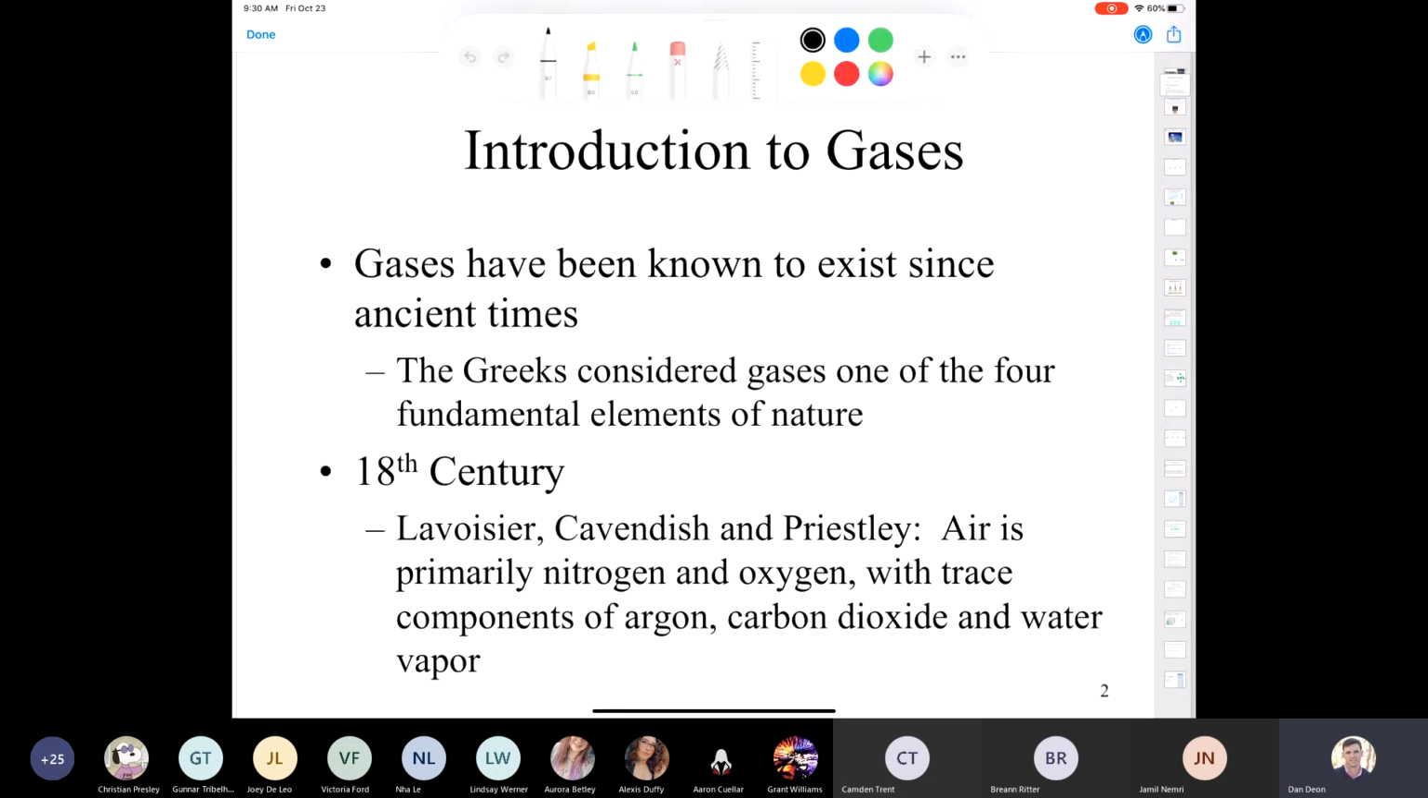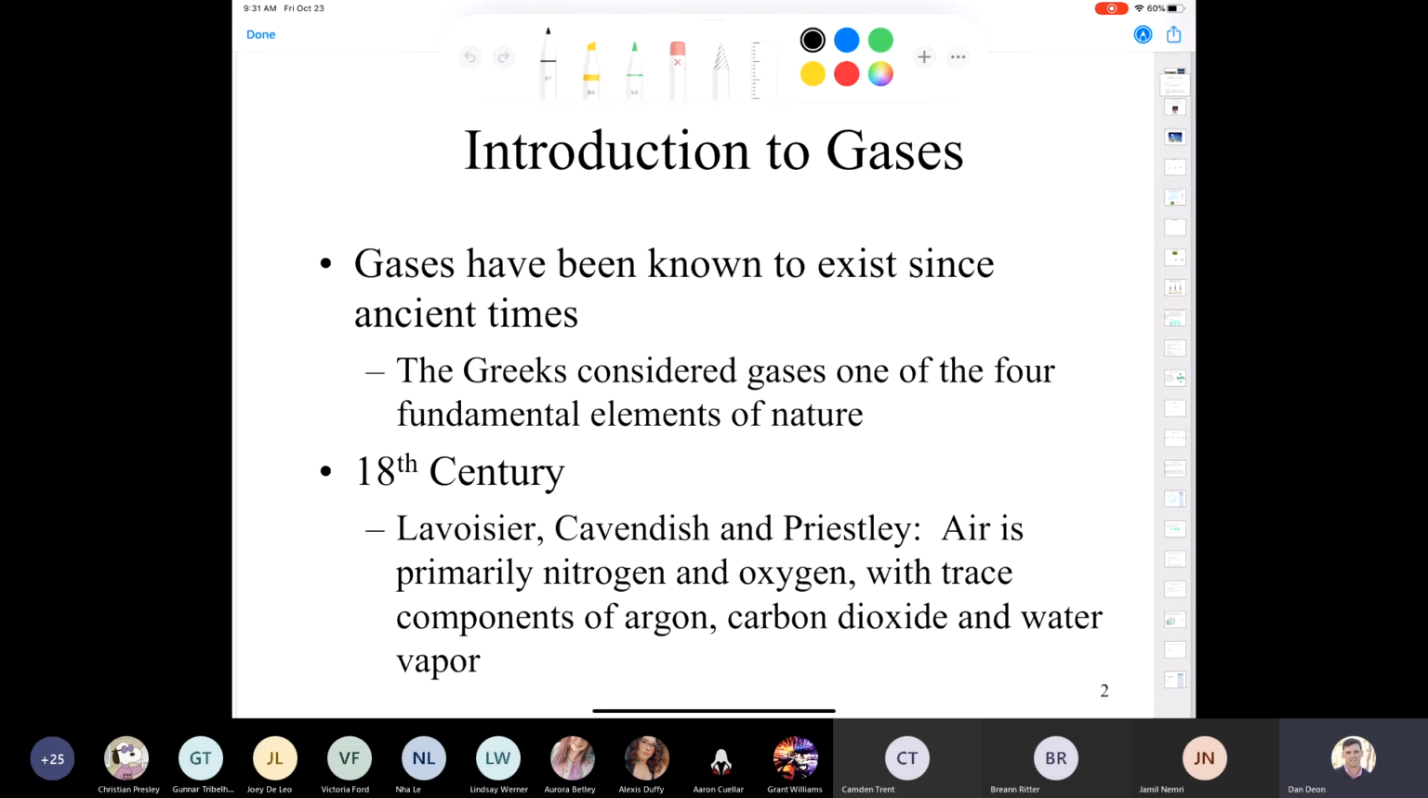Keep in mind, this was more of a philosophy than a science, and I am not an expert in philosophy. But it wasn't until the 18th century that the chemists Lavoisier, Cavendish, and Priestley determined that the air that we breathe is mostly made up of nitrogen and oxygen. In fact, it's mostly nitrogen. There's a lot of nitrogen in the air and only a little bit of oxygen, with a trace of other components, including argon, carbon dioxide, and water vapor.